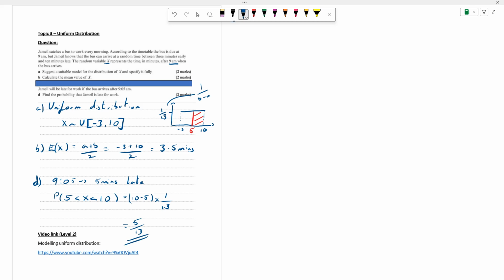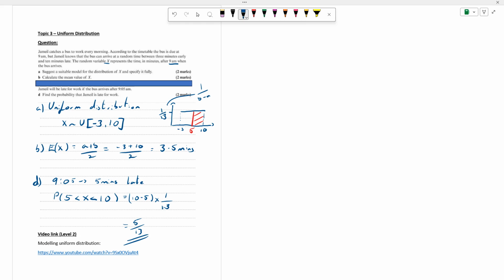Now, realistically, that's not a nice decimal. If you get that kind of scenario, write both, or I'd say leave it as a fraction. It's a little bit easier to deal with. So uniform distribution can be a little bit easier. The key thing is getting it set up in the first place.